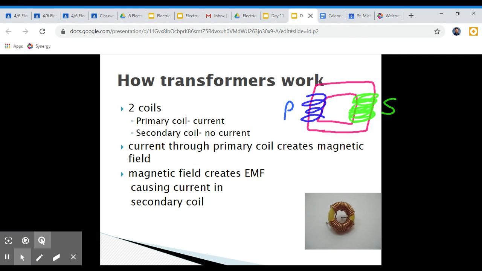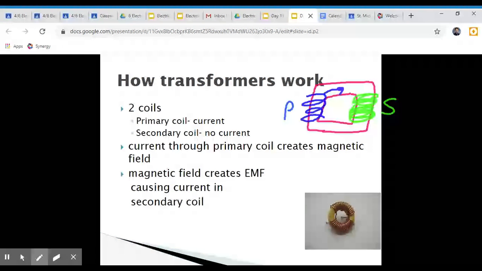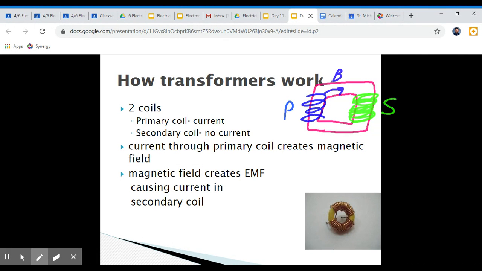We have current running through this coil over here, the primary coil on the left side, and that is going to create a magnetic field in this iron core, and that magnetic field is then going to induce current into this wire over here. So we're going to get current induced into that wire, and then that's going to continue moving down the circuit.